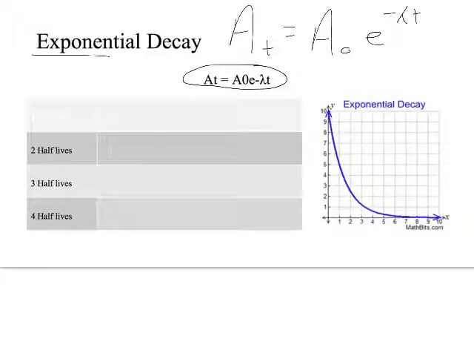So when we're talking about this e to the negative lambda t kind of stuff, right, another way of writing this formula out is T 1/2 equals the natural log of 2 divided by that decay constant, right? That's an interesting formula. It's actually in your packet. This formula is important enough that I've included it in your packet, as well as some steps for how to arrive at it.